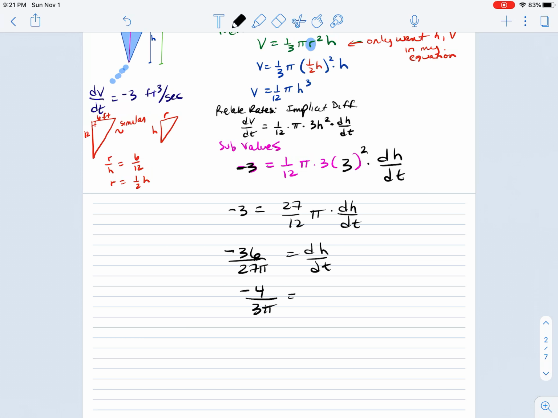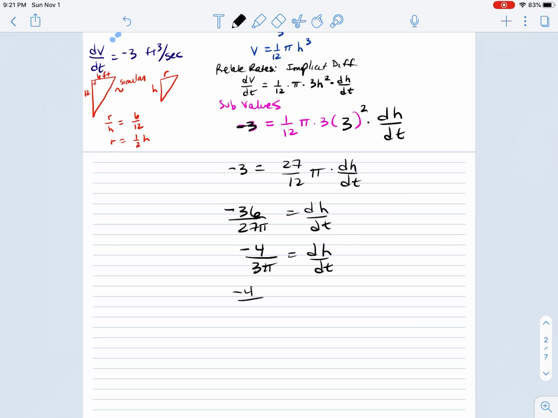And if I divide by 9 on the top and bottom, I get minus 4 over 3 pi is equal to dh/dt. And height is measured in singular dimensions, so that's going to be minus 4 over 3 pi feet per second. And that's how much our depth is changing with respect to time at that moment.